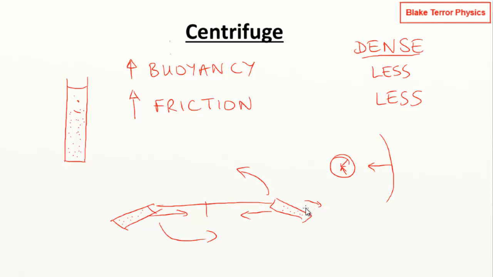But if you analysed it in the frame of reference of the test tube, then it would look as though some particles are moving outwards and some particles are moving inwards. It's the air freshener all over again. So that's what's happening in a centrifuge.